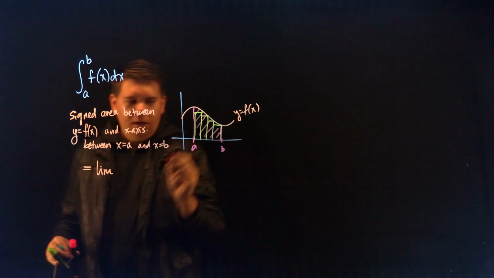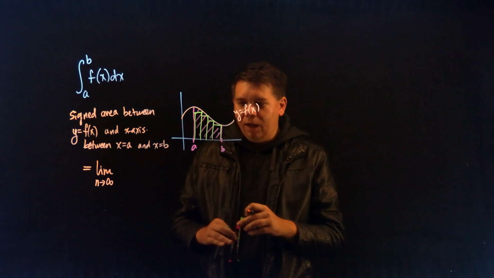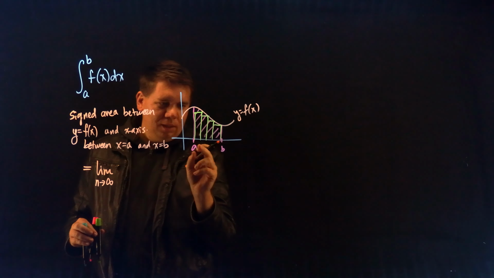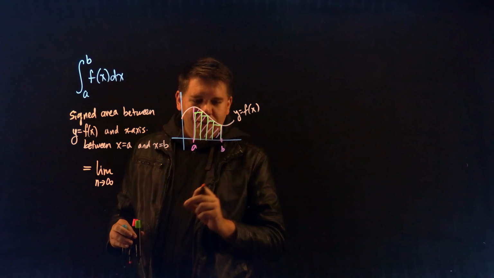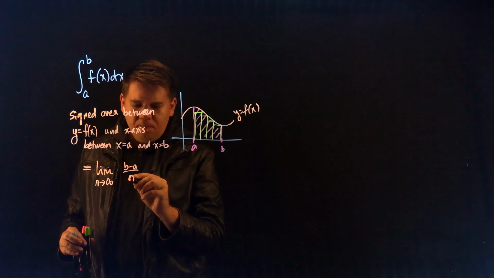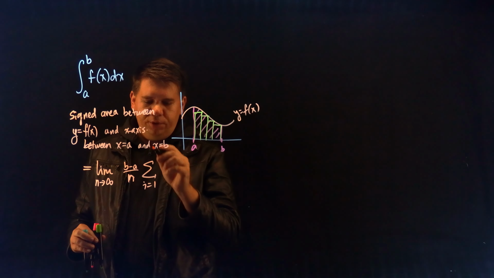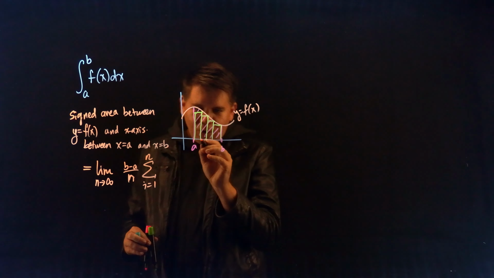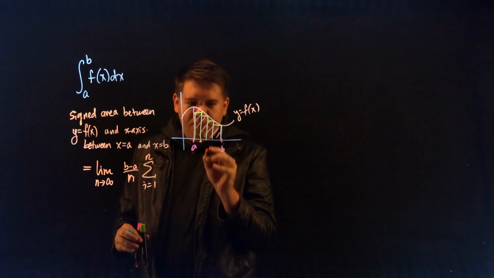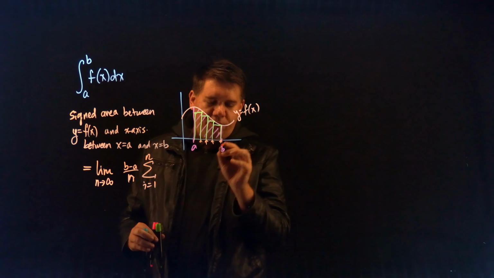the limit of more and more rectangles, n going off to infinity, of the width of your rectangles. The width of your rectangles is b minus a divided by however many rectangles you have, which we're calling n. So b minus a over n times the sum from i equals 1 up through n of all these little x values. Like here you're at a plus 1 copy of the width, a plus 2 copies of the width, a plus 3 copies of the width, and so forth up until you get to the end.